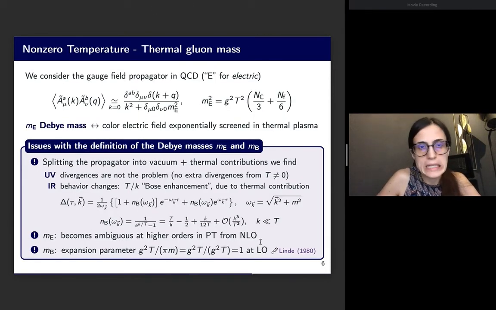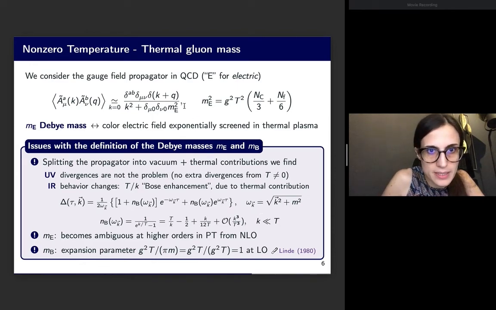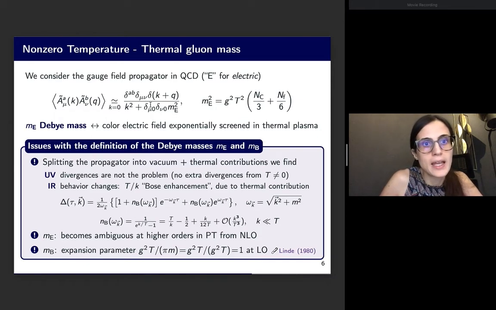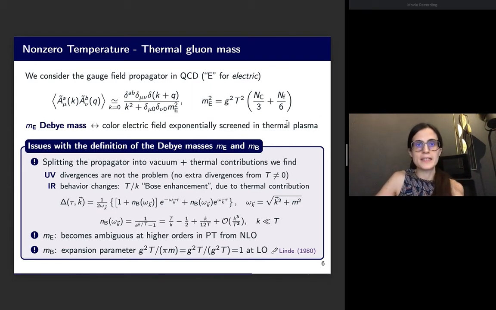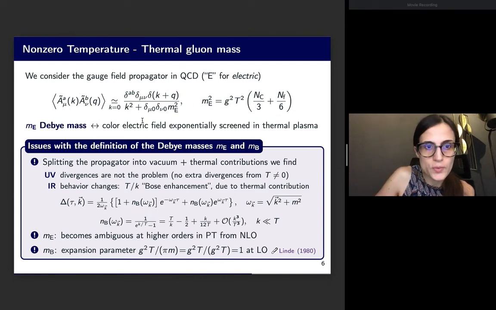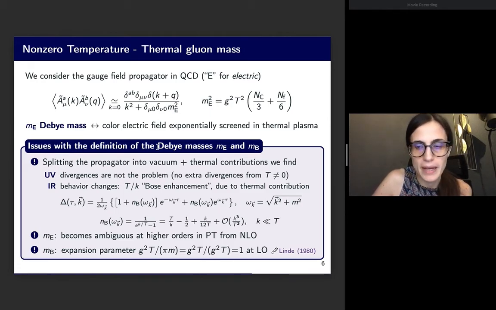What is that supposed to mean? That if you consider the gauge field propagator this time, where the subscript E stands for electric, and you try to extract the corresponding electric screening mass, which is the counterpart of the Debye mass that we have just discussed in the scalar field theory, and is a footprint of the fact that the color electric field is exponentially screened in a thermal plasma, a phenomenon that we will discuss again later on. You see that there are, first of all, issues with the definition themselves of these Debye masses.